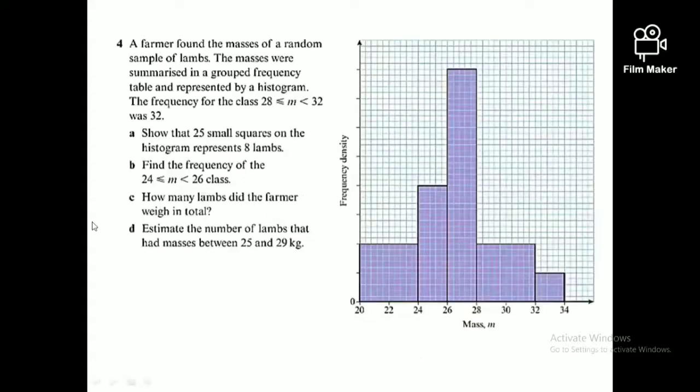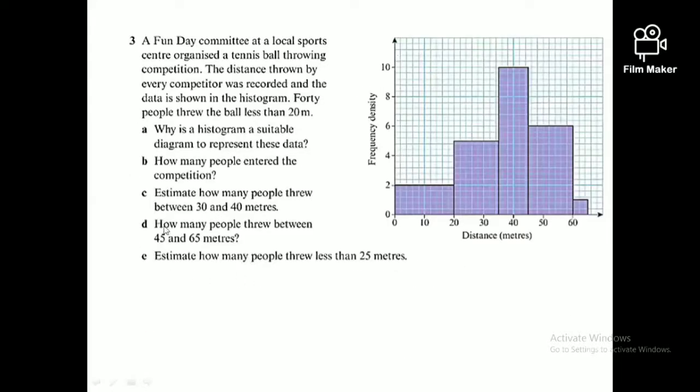Right. Question C. Estimate how many people threw between 30 to 40 meters. 30 to 40, it's over here. That means we need to find out the area from here to here. That means you have to find out this area plus this area over here, this total area. Then multiply by, let's see.